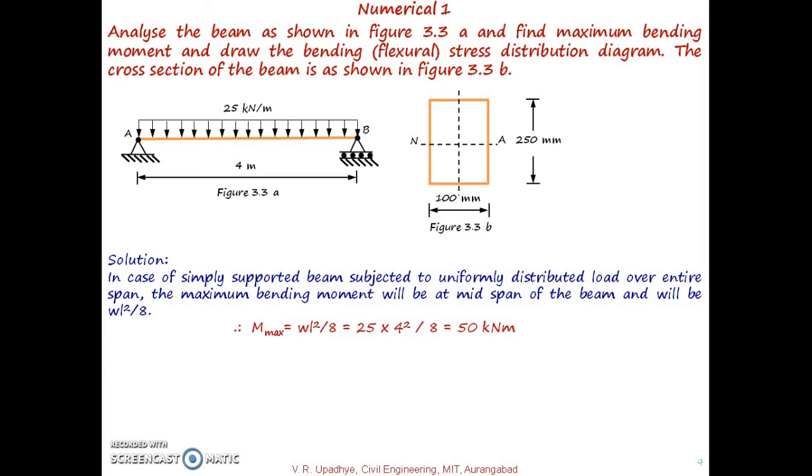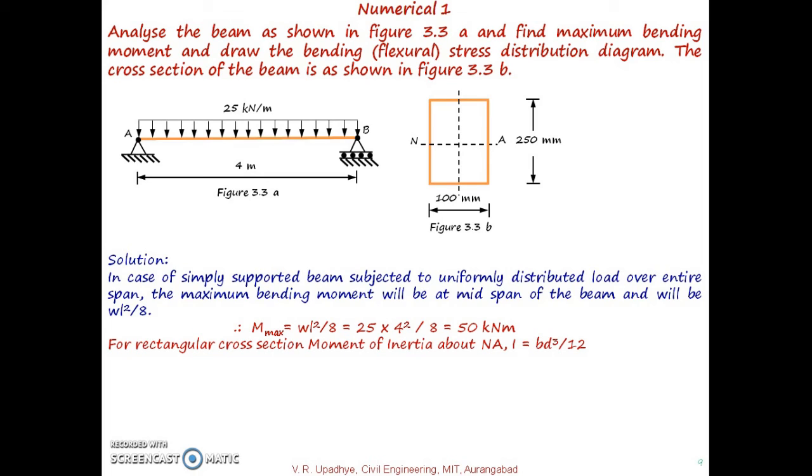So if we use this equation, maximum bending moment is WL square divided by 8. W value is 25 kilonewton per meter, and L span is 4 meter. So 25 into 4 square divided by 8 gives us the maximum bending moment value as 50 kilonewton meter.